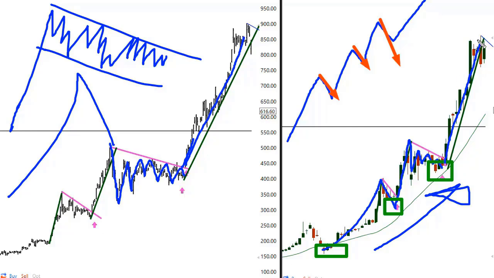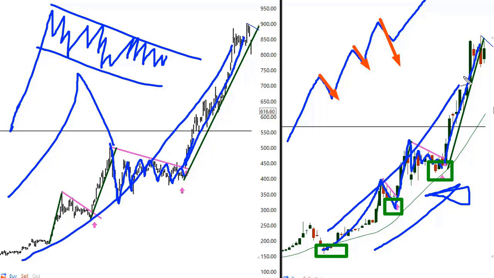Now, obviously there is trend changing, right? So we're in a very big bull market in this example, a very big bull market in this example. Weekly chart to the right, daily chart to the left, as you can see.